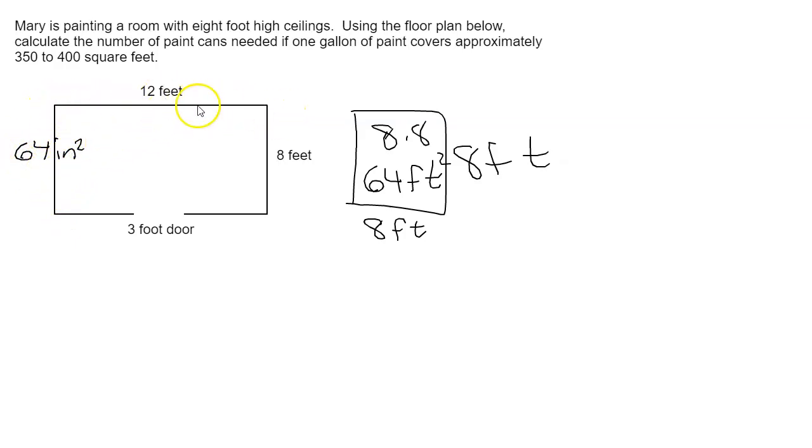The back of the room is 12 feet wide, so 12 feet times the 8-foot high ceilings gives us 96 feet squared.